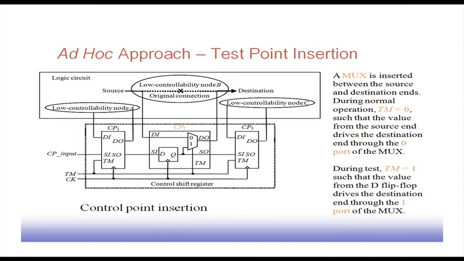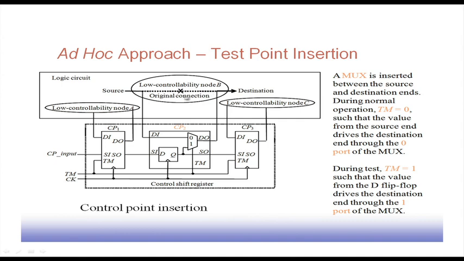Another issue is the controllability. Suppose I have got this type of situation. So, this node B is a low controllability node. Similarly, for this A and C also we have got a similar situation. So, this is the point that we want to control. Similarly, here also we have a point that we want to control. So, the original connection was as in the dotted line. Okay. So, this was the original connection.